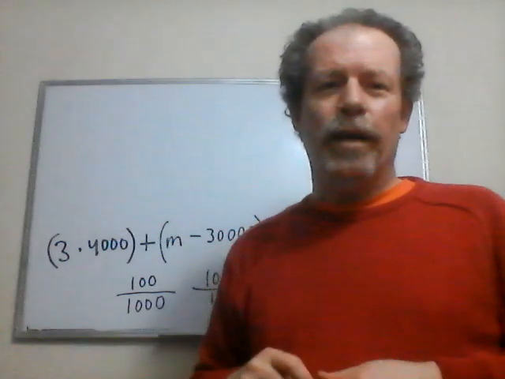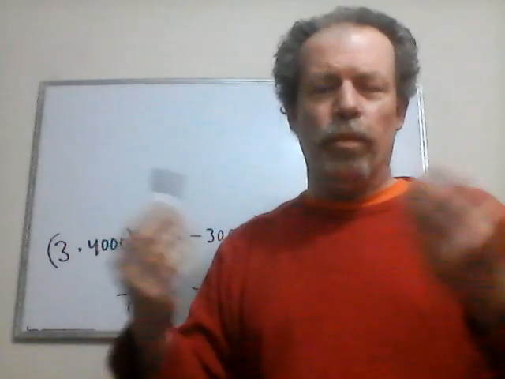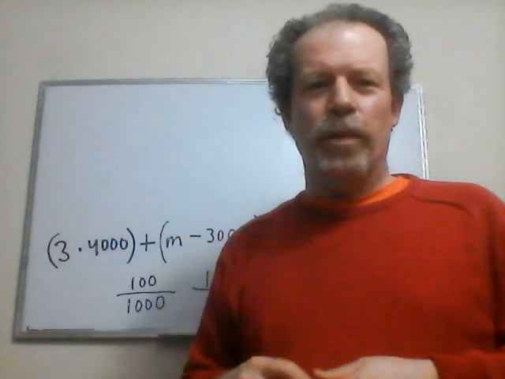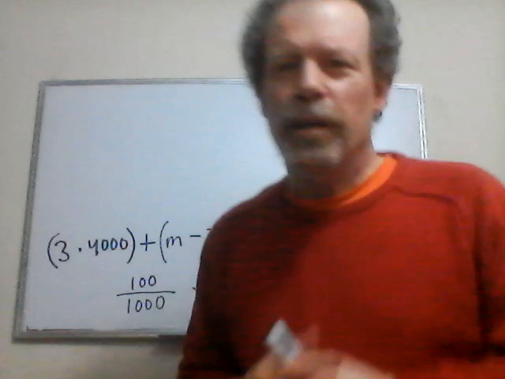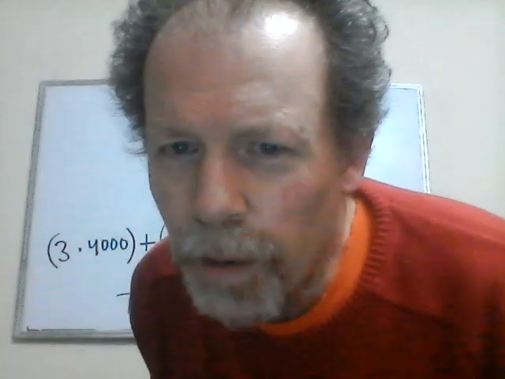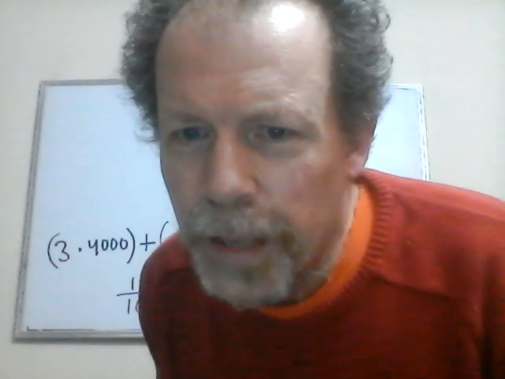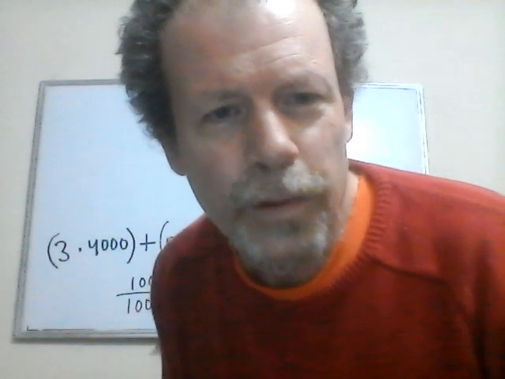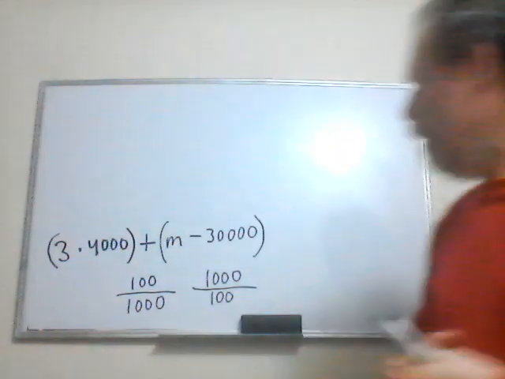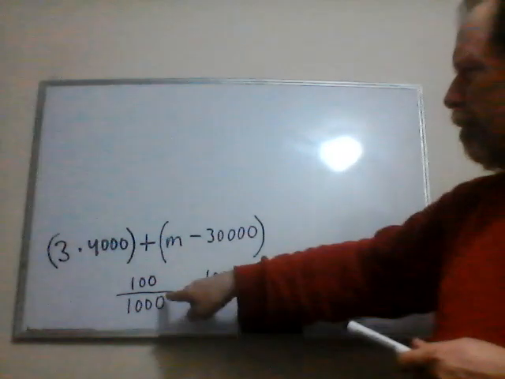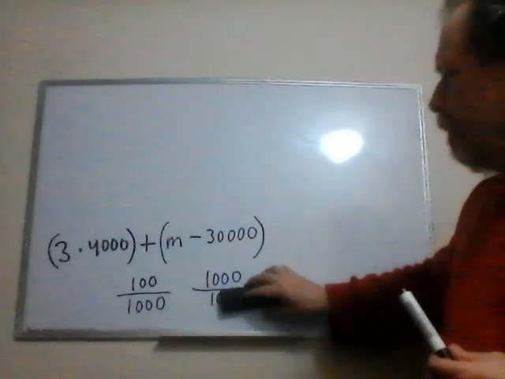Is he paying a number larger than 1 or smaller than 1 per mile? Is he paying more than $1 per mile, or is he paying less than $1 per mile? It says, for every 1,000 miles, he pays $100. So he's paying less than $1 per mile. And so you want a number smaller than 1. This is the number that is smaller than 1.